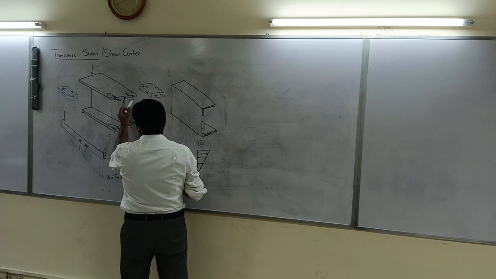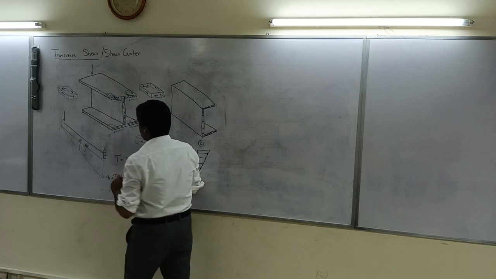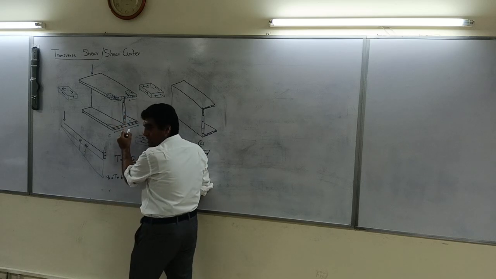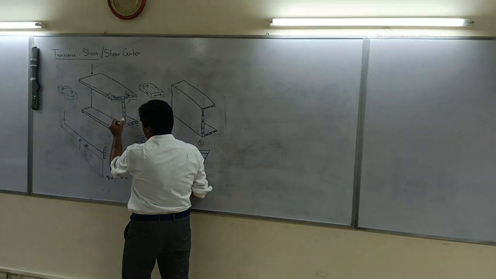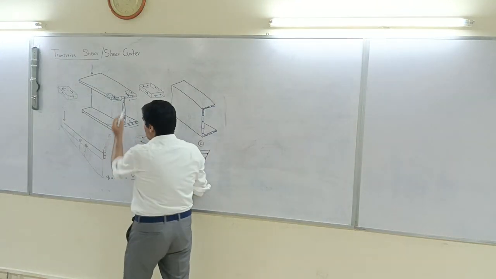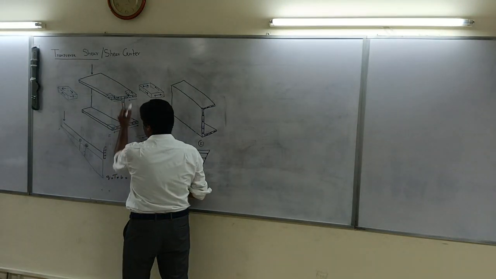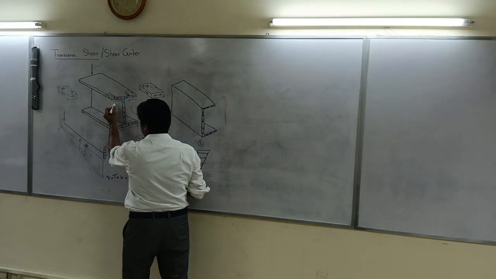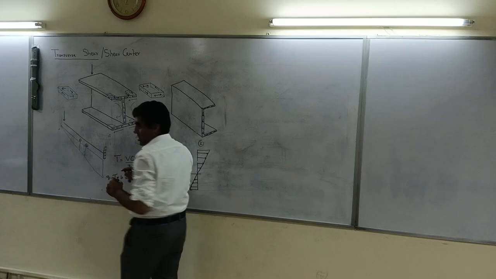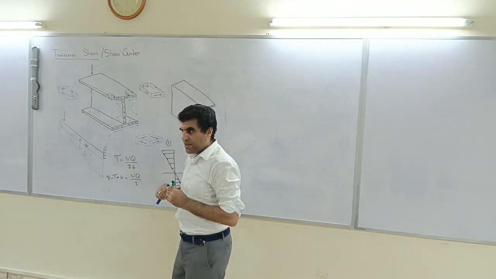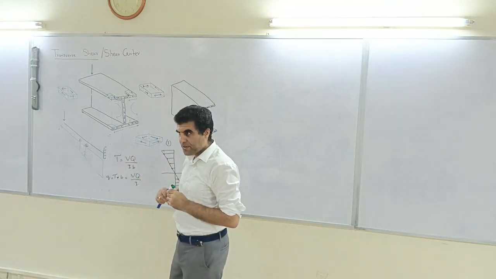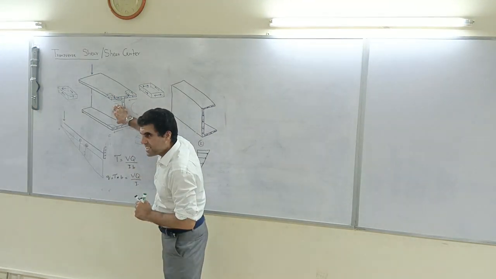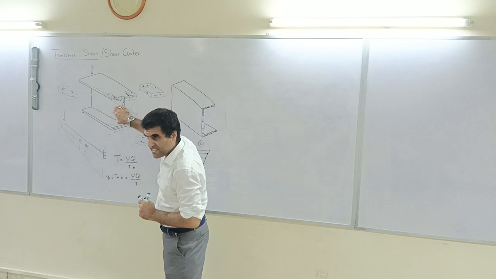Now, this couple and this couple. Look at this one. This and these two are couples, isn't it? They are causing a moment in this direction, and this one is causing a moment in this direction. Yes? So, they are in equilibrium and they will cancel out. So, this section is symmetrical.